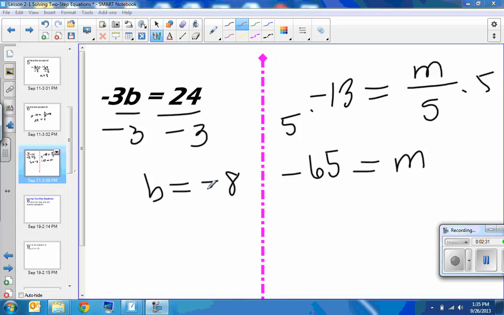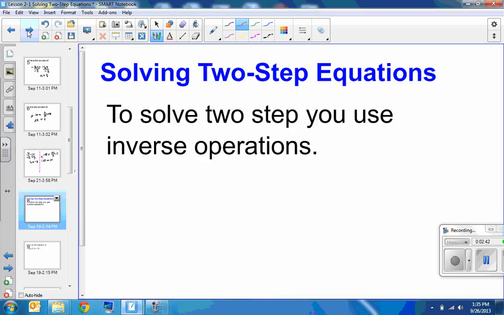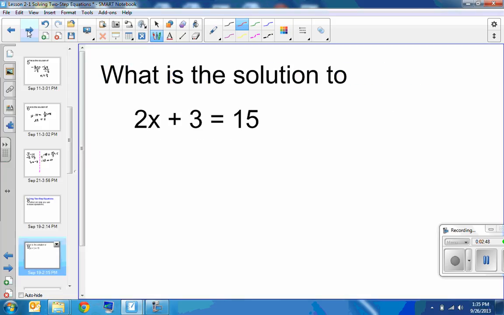So you should have gotten negative 8 because the opposite of multiplying is dividing. And over here you should have gotten negative 65 because the opposite of dividing is multiplying. So for solving two-step equations, you're going to use inverse operations.